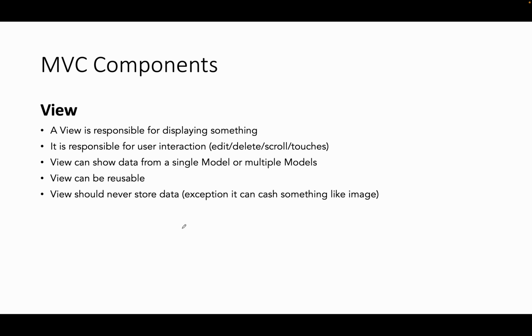And a view can be reusable. It should be reusable, and a view must never store any data, but there is an exception, which is that it can cache some small data like image caching. We know downloading an image and showing it again and again is expensive, so in those kinds of exceptional situations, we can cache some data.